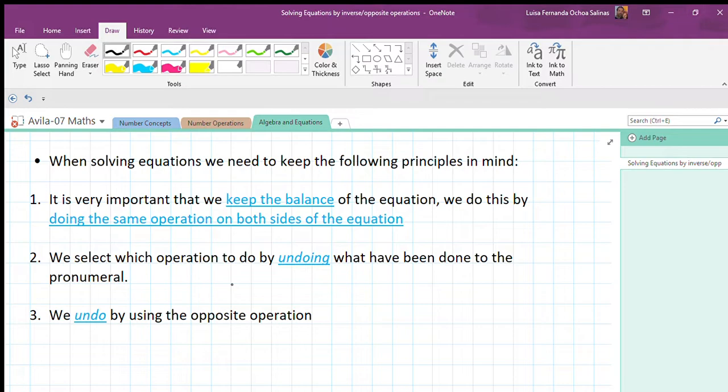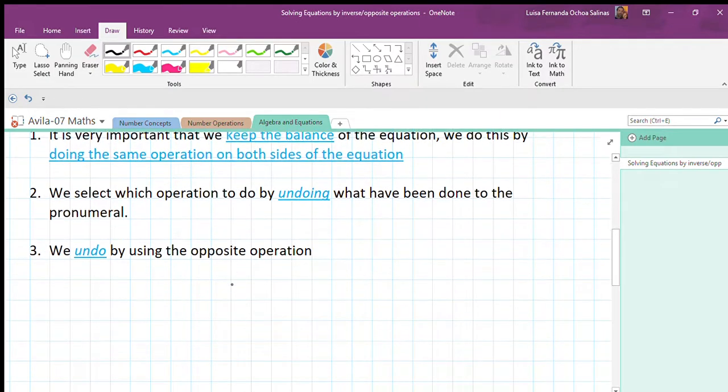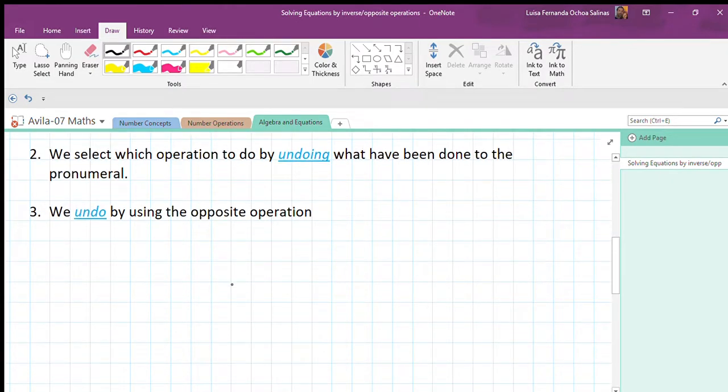The second principle is that we select which operation to do by undoing what has been done to the pronumeral. As I said, later on we're going to do an example and explain what it is. We undo by using the opposite operation. So we're going to focus on these two last ones here.